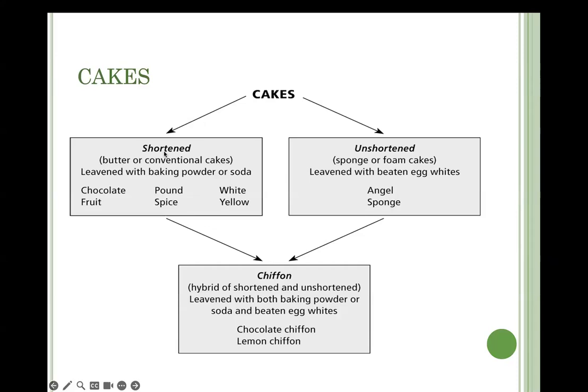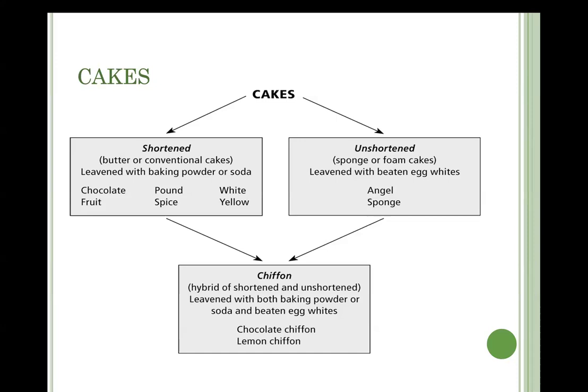So our shortened cakes, this is a good slide to study from. Our shortened cakes, again, these are made with fat, but they are leavened with our baking powder or baking soda. So our chocolate cakes, our pound cakes, spice cakes, white cakes, yellow cakes. All right. Unshortened cakes are made without fat. These are going to be the ones that are leavened with our beaten egg whites or our foam. So we're looking at the sponge cake. All right. We're looking at our angel food cake as well, where we literally take egg whites, turn it into a foam, and gently fold in our other ingredients.